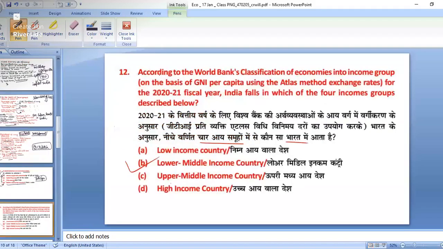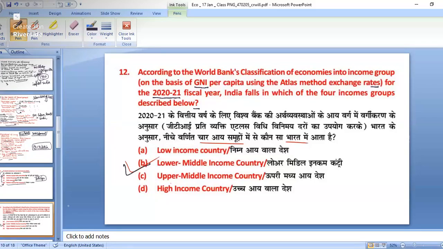Then we have: according to the World Bank classification of economies into income groups on the basis of GNI, meaning gross national income per capita, using the Atlas method, exchange rates for the 2020-21 fiscal year, India falls in which of the 4 income groups? We are in the part of lower middle income countries, and till now also we are in the lower middle income countries only.